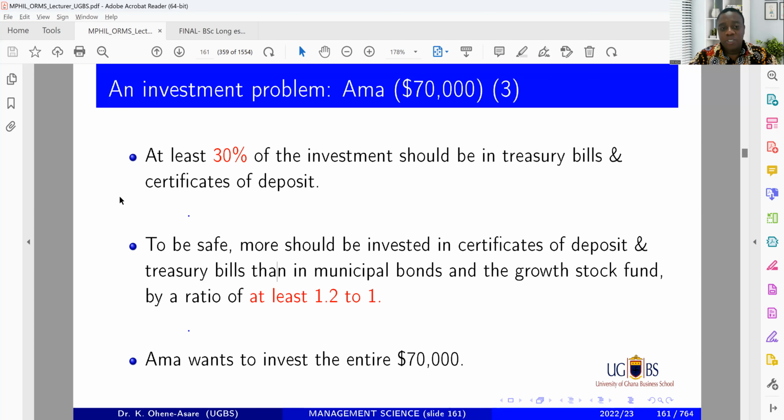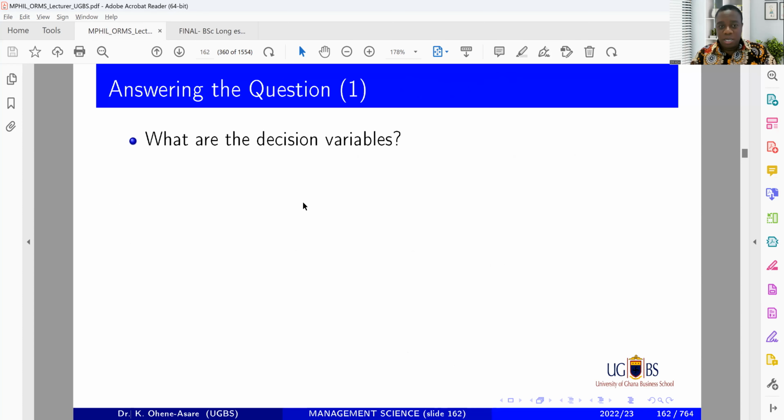Your job is to formulate a linear programming problem and then solve it. Of course, this one you cannot solve graphically. You have to solve with Excel. So how do you proceed? First thing is to define the decision variables. So let's look at the decision variables.